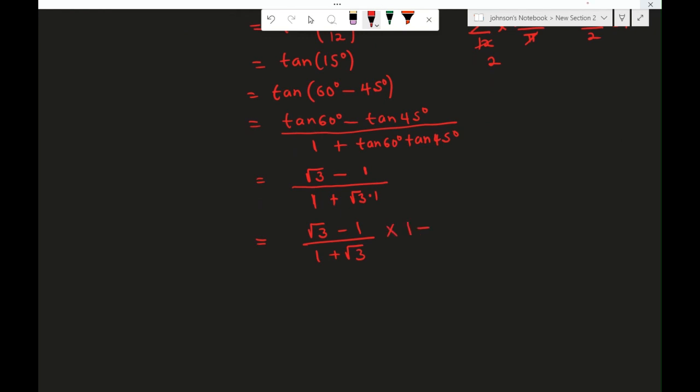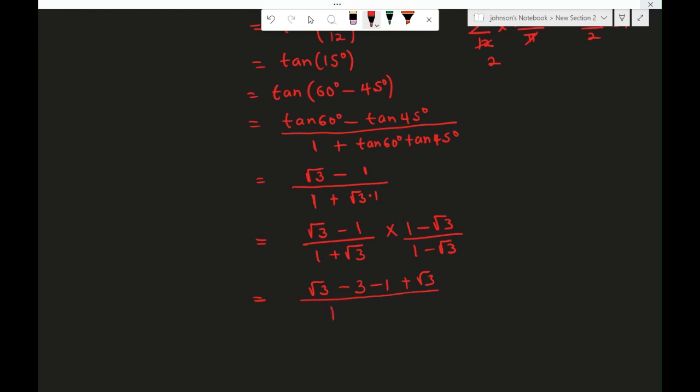And this we can rationalize with 1 minus root 3. So this times this will give us root 3. This times this will give us just what? Minus 3, right? Then minus 1 times minus 1 is minus 1. Minus 1 times this will give us plus root 3.